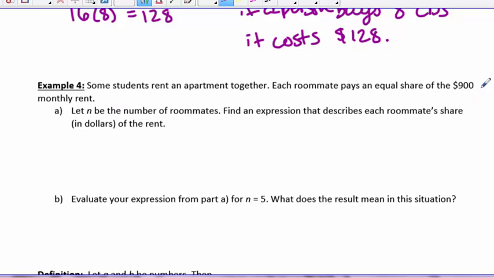Okay, so that's the total rent, $900. We're going to have N roommates. And so we're going to divide this cost up evenly for each of the roommates. So 900 divided by N should equal a roommate's share.